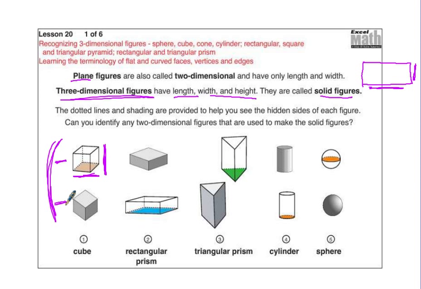The dotted lines and shading are provided to help you see the hidden sides of each figure. Can you identify any two-dimensional figures that are used to make the solid figures? Well, let's talk about that.